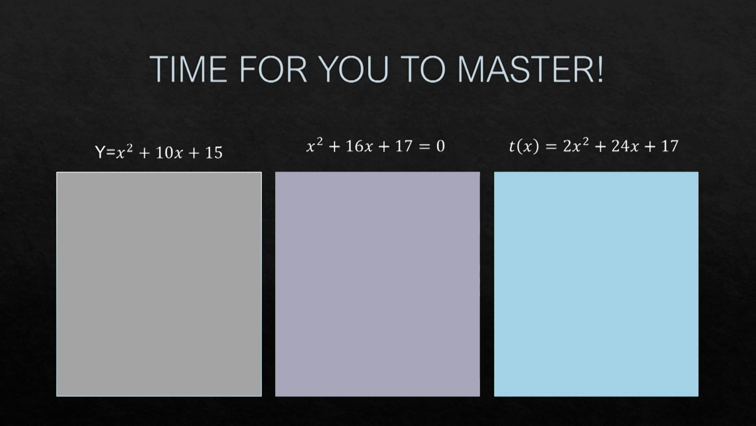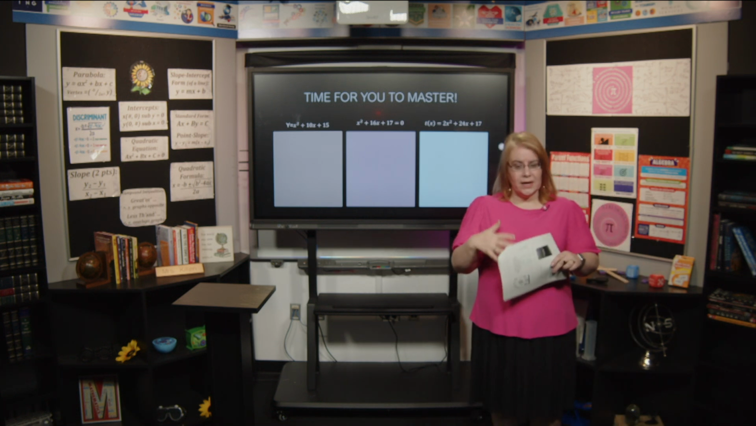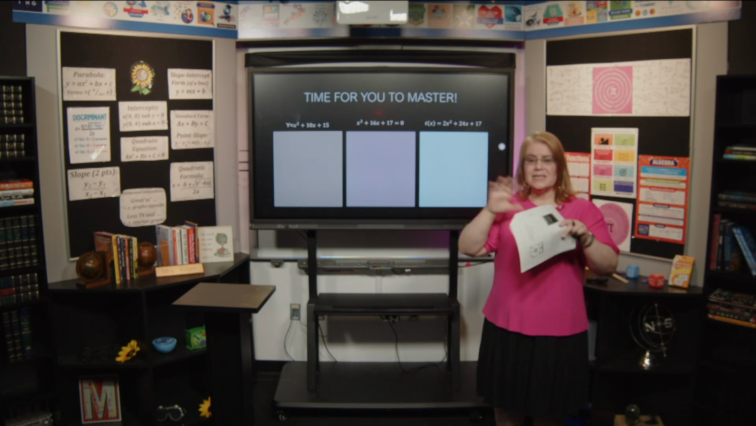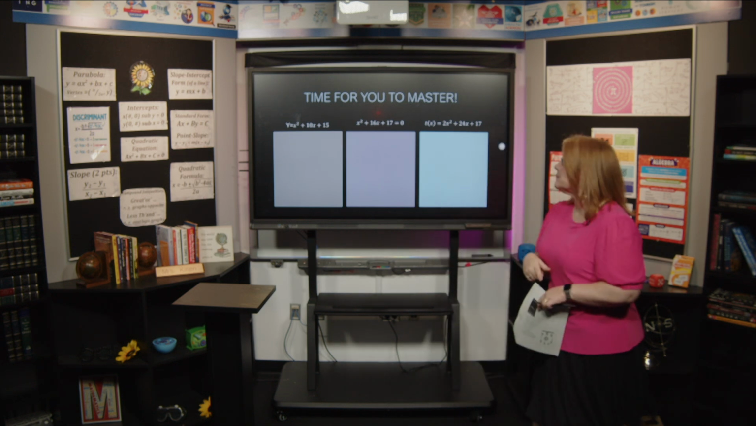All right, it's time for you to master. I have y equals x squared plus 10x plus 15, x squared plus 16x plus 17 equals 0, and f of x equals 2x squared plus 24x plus 17. You and your table partner, or just by yourself, work these problems, see what the math is, get your answers, and then come back to me and let's see what we got.